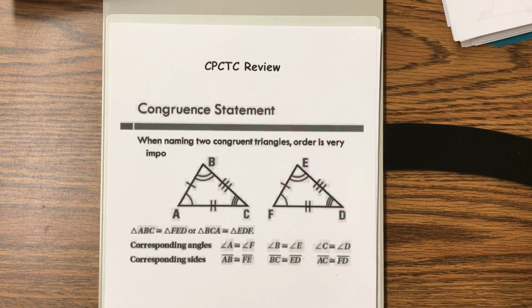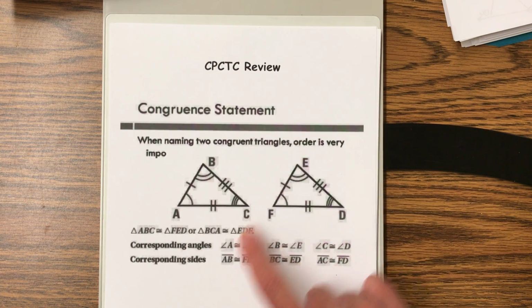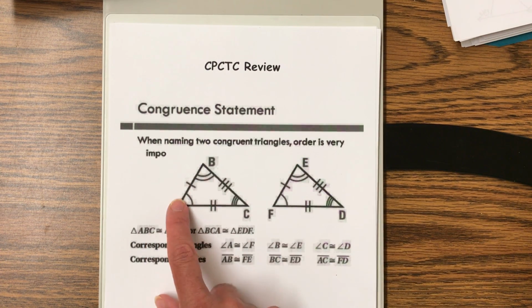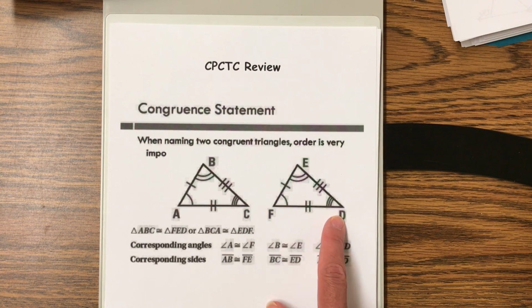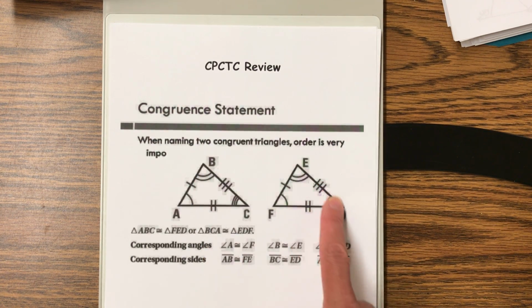But then you also have the corresponding sides. So AB maps to FE, and they're congruent. AC maps to FD, and those two sides are congruent. And BC maps to ED, and those two sides are congruent.